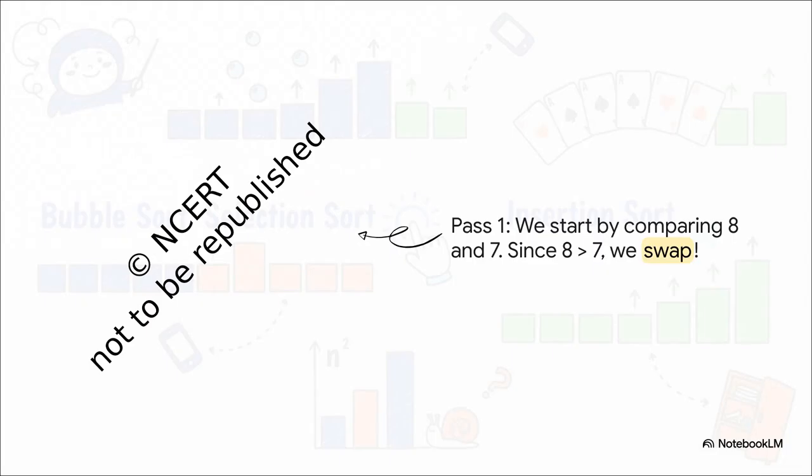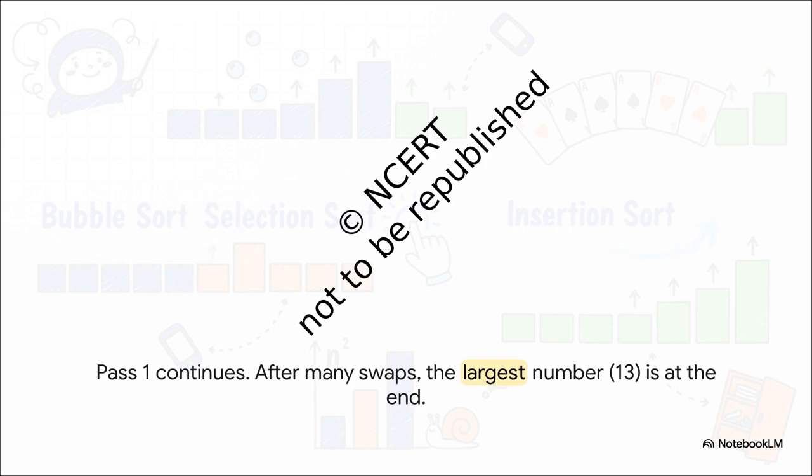Let's actually see it happen. Look at this list. We start at the very beginning. First, we compare 8 and its neighbor, 7. Is 8 bigger than 7? Yes, it is. So, poof, we swap them. See? Easy peasy. Okay, what's next?